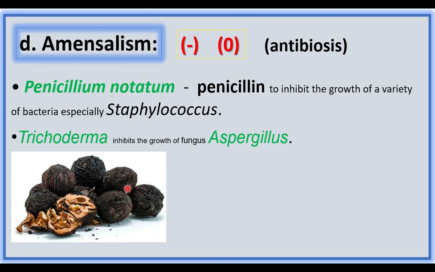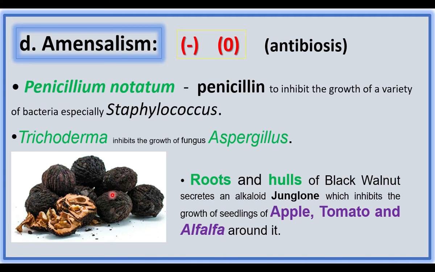Black walnut. The roots and hulls of black walnut. Hulls means the outer shells. The roots and hulls of black walnut secrete an alkaloid, juglone. This alkaloid inhibits the growth of apple, tomato and alfalfa seedlings. When apple, tomato and alfalfa seedlings grow around the roots and hulls of black walnut, their growth is inhibited. So in this part we have learned different kinds of negative interactions.